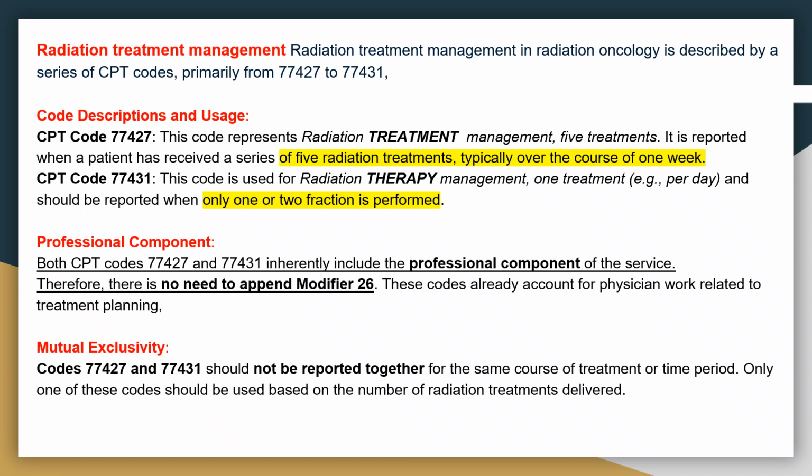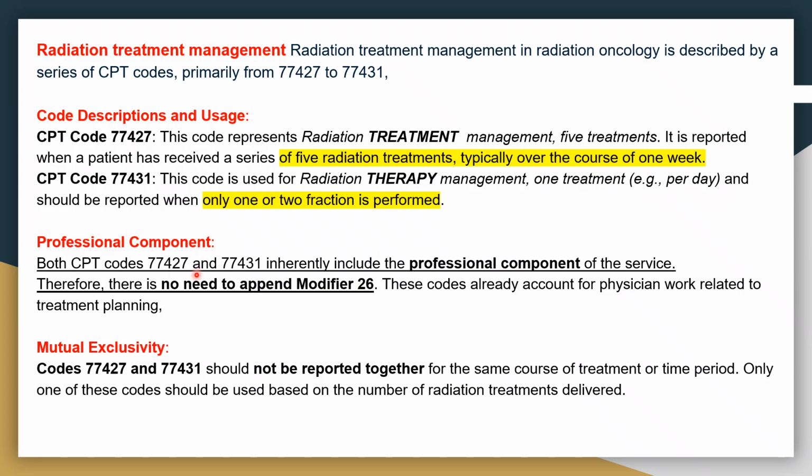Now let us understand the radiation treatment management. The CPT codes are primarily 77427 and 77431. If you see the code 77427, it mainly talks about 5 radiation treatments typically over the course of 1 week. While 77431 is the code we use whenever only 1 or 2 fractions of the treatment have been performed.